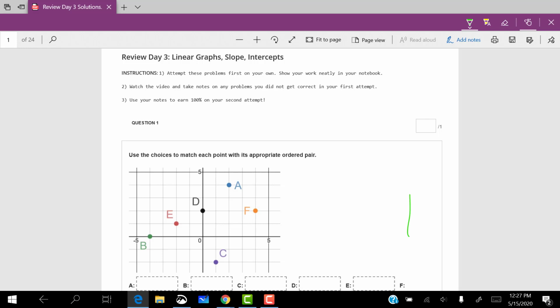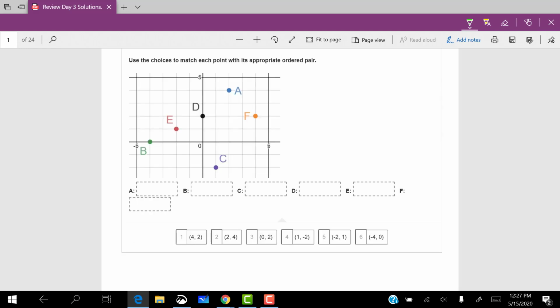This one's pretty basic, starting off by just matching points. So just remember that we always do x and then y. So here, for instance, for point A, the x-coordinate is 2, and the y-coordinate is 4. So this is the point (2, 4).